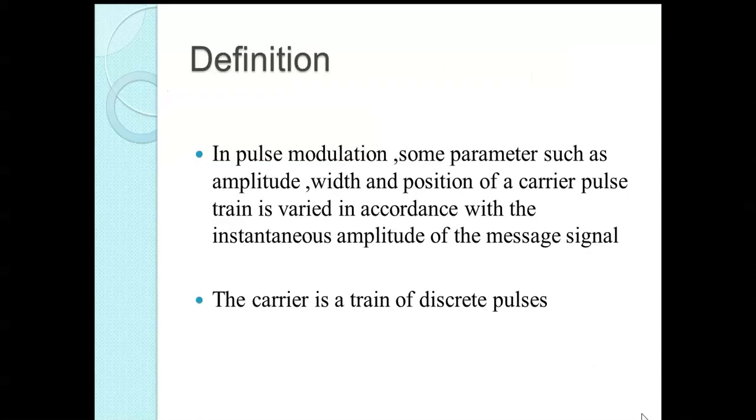This pulse modulation is where the carrier signal will be considered in terms of pulses. So this is what is pulse modulation. The definition goes like this: in pulse modulation, some parameter such as amplitude, width and position of a carrier pulse train is varied in accordance with the instantaneous amplitude of the message signal. So with the message signal and the carrier as a pulse signal, we modulate the signal, and we call it pulse modulation. Here the carrier will be a train of discrete pulses.